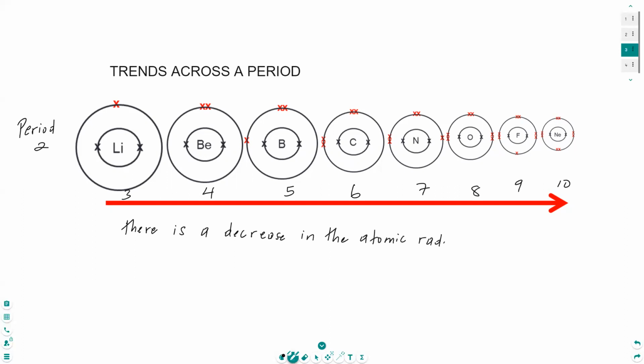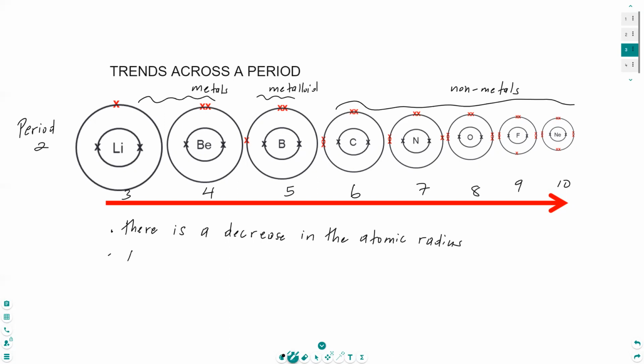And other things we notice with the period when we go across, even though they all have the same number of shells, the elements are different, because these elements here, lithium and beryllium, they are actually metallic, they are metals. Boron is like in the middle. So boron is something called a metalloid. And these other elements here are non-metals. So we actually notice that the elements are changing as you go across a period.